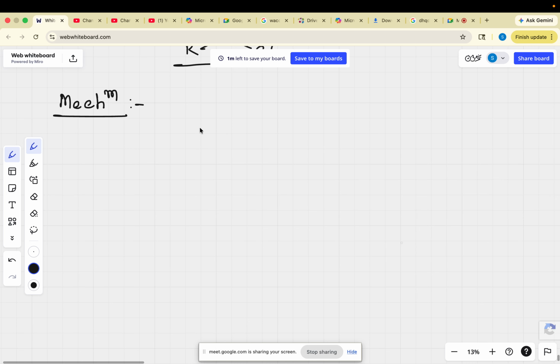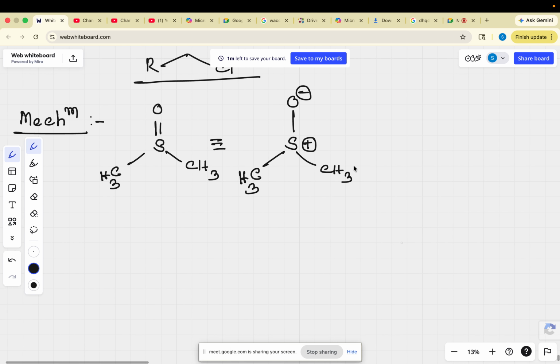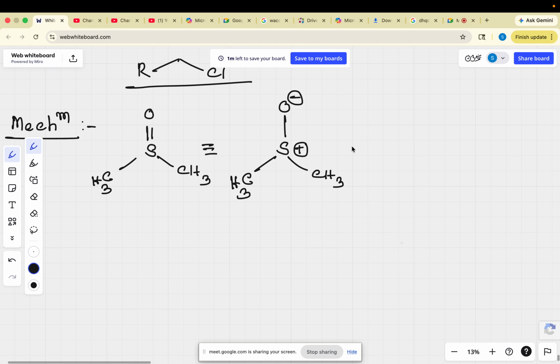So the dimethyl sulfoxide is basically like this: sulfur oxygen double bond, you have CH3. This thing we will not write like that, we will write like this: oxygen and sulfur. Oxygen is more electronegative than sulfur, so oxygen will be negatively charged and sulfur will be positively charged. This is your DMSO, dimethyl sulfoxide.